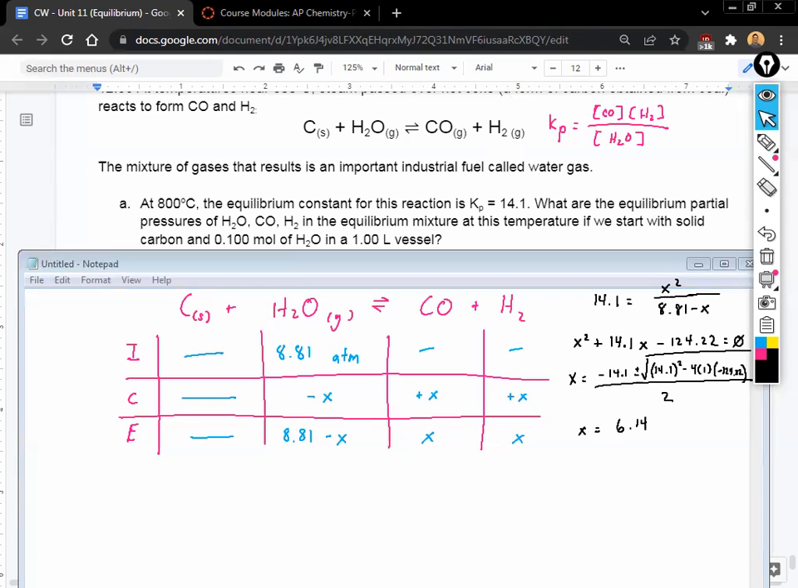Okay, so from there, very simple. We can just get the partial pressure for CO. So the equilibrium partial pressure for CO is going to be 6.14 atm. Same thing with H2, 6.14 atm. And then for H2O equilibrium, we just need to subtract that from 8.81. That'll give you 2.67 atm. Okay, there you go. That's going to be the answer to part A.